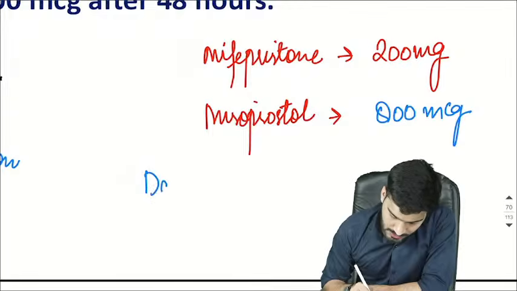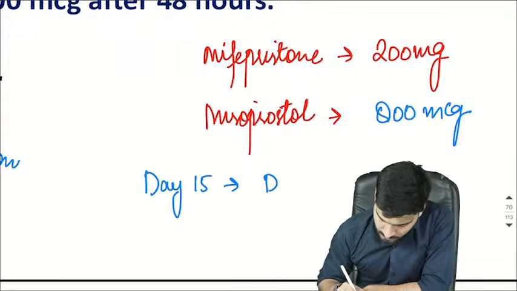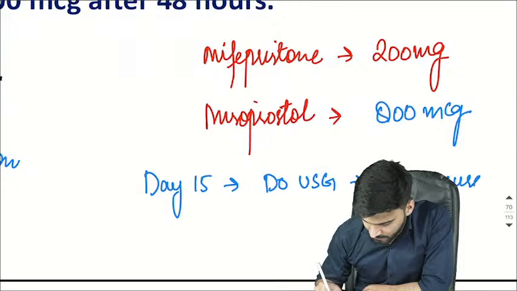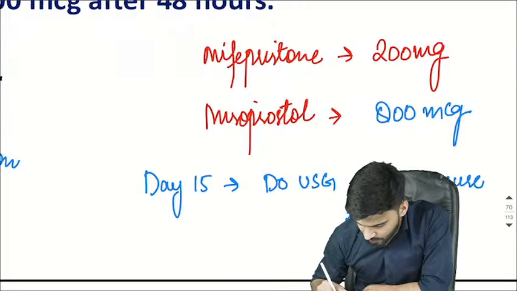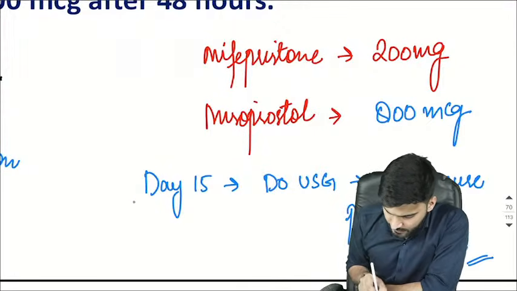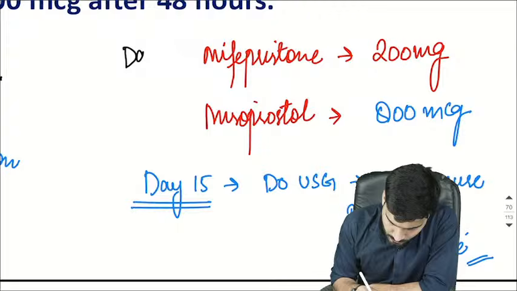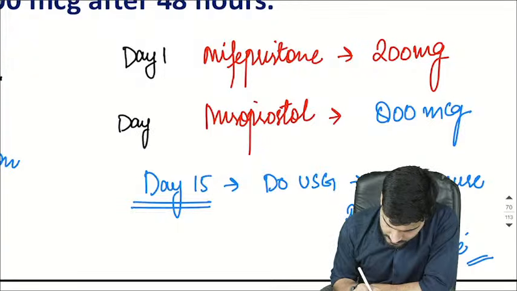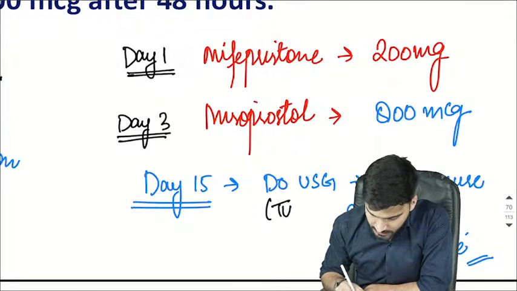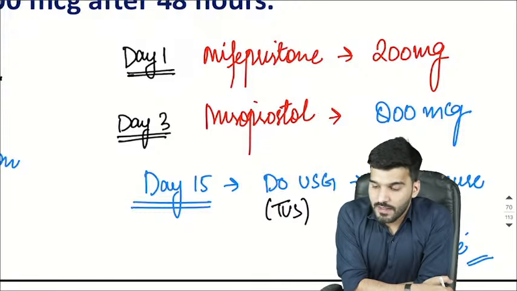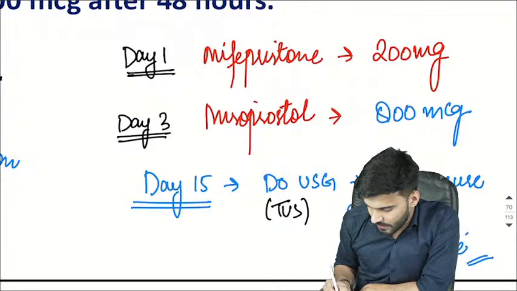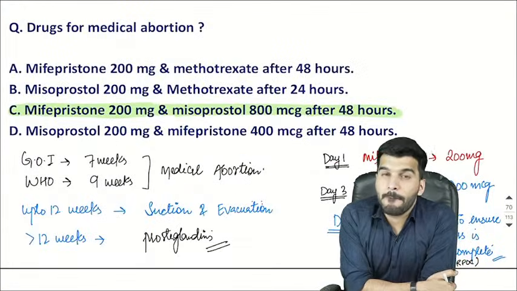Then on day 15, do USG to ensure the process is complete, or to rule out retained products of conception. Okay, so this is going to be day 1, that's going to be day 3, and on day 15 you will do USG. Which USG? Don't mark TAS, it is TVS. You will do TVS in order to rule out the RPOC, retained products of conception. So that was all about the medical abortion drugs.